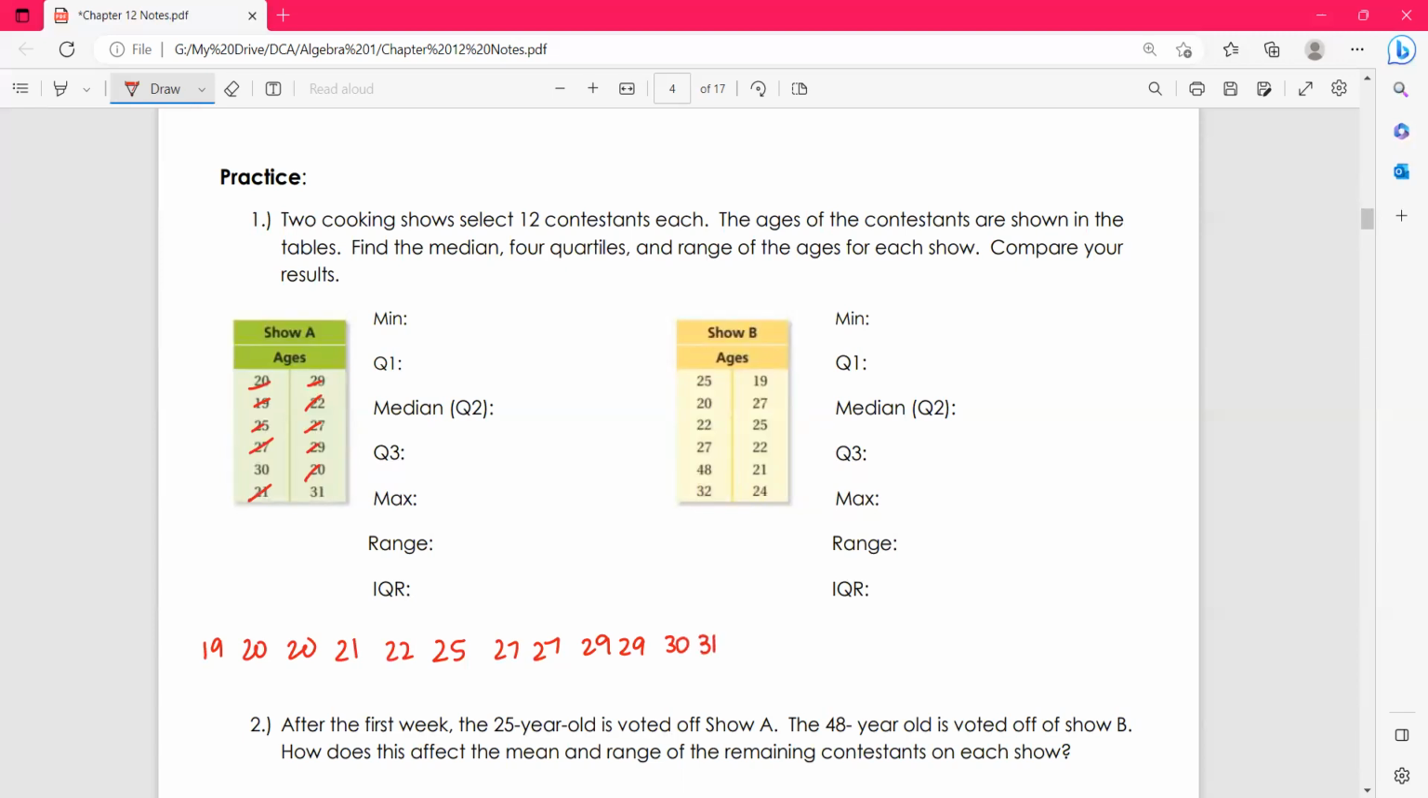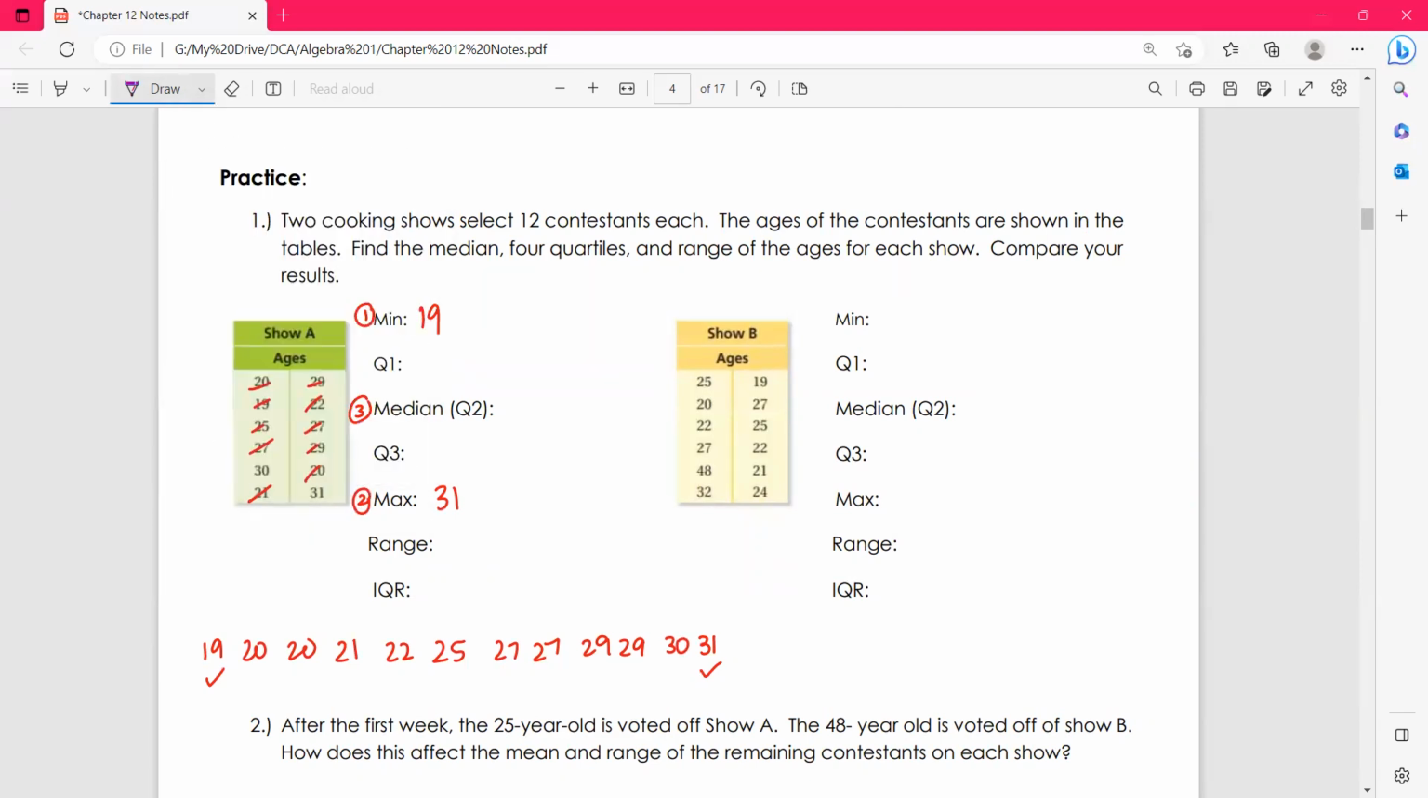We're just going to go right down the line. I've got my minimum is 19. Well, here I've got my maximum is 31. My median, so, and I'm going to number this. This I did first. This I did second. Third thing I'm going to do is the median.